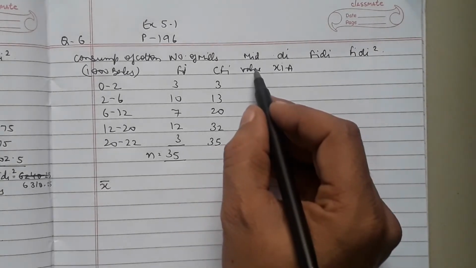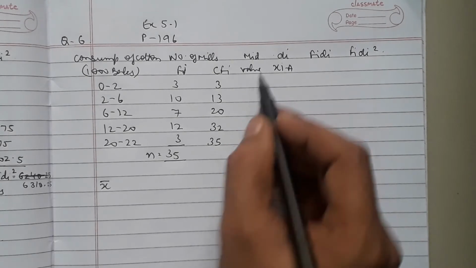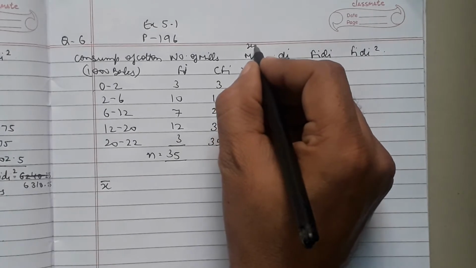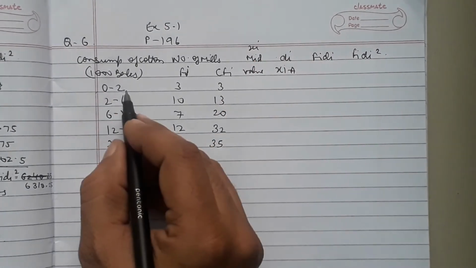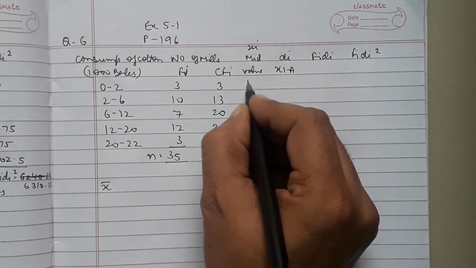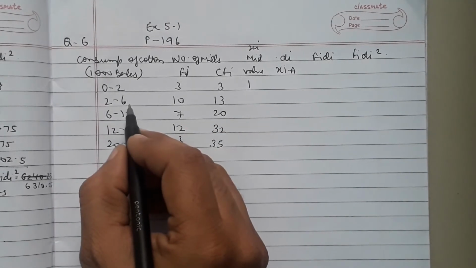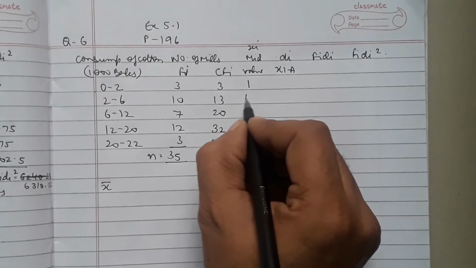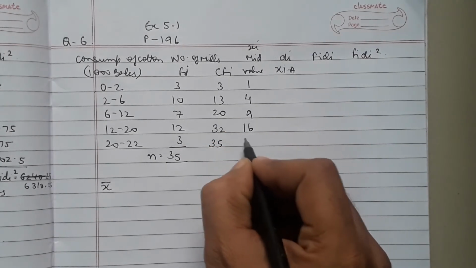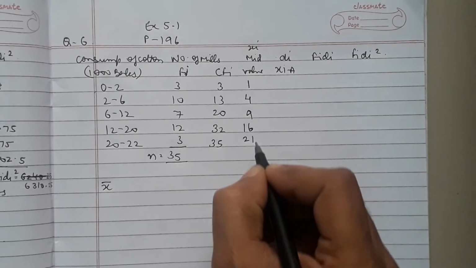Now finding the mid value. What is it? 0 plus 2 divided by 2, that is xi. Value for xi, mid value, is 0 plus 2 divided by 2. So here we have got 1, 2 plus 6, 8 divided by 2, that is 4, and so on. 9, 16, 21.